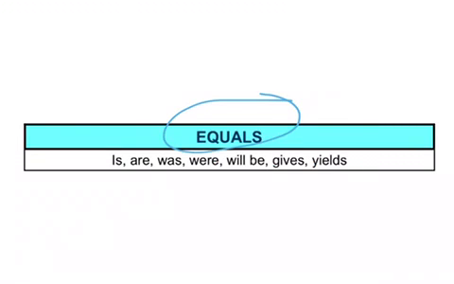Equals, there are words for it too. Is, are, was, were, will be, gives, and yields. All of those are words that could mean that you need an equals mark within the problem that you're doing.